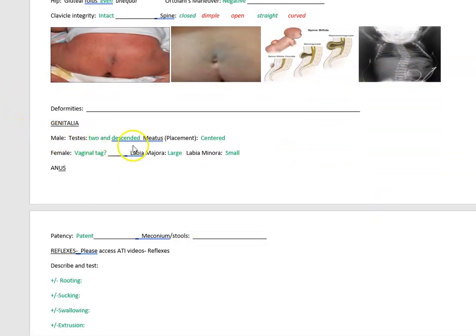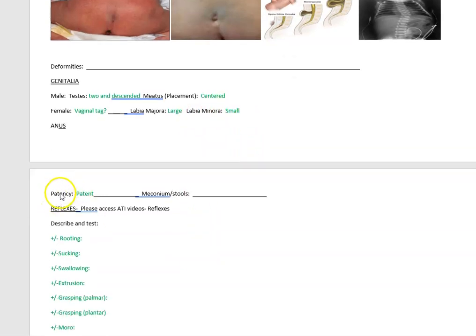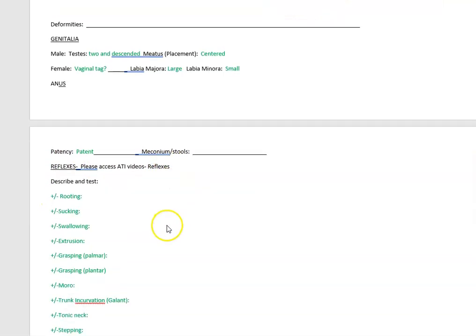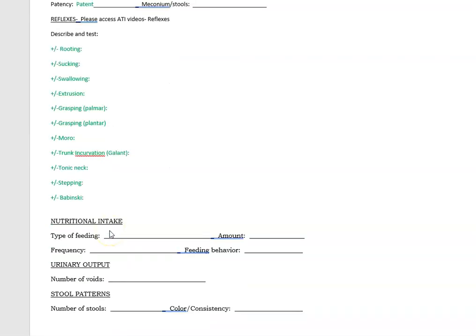Genitalia, we want the testes to be down. We want them to have 2. We want the meatus to be centered. Females, a vaginal tag can be normal. It's just a little piece of skin tissue. And we tell moms not to mess with it, moms and dads. The majoris should be large and the minoris should be small. And you saw this on your gestational age assessment. The anus should be patent and meconium stools should be there. The reflexes are here. And you can access your ATI videos and look at these.